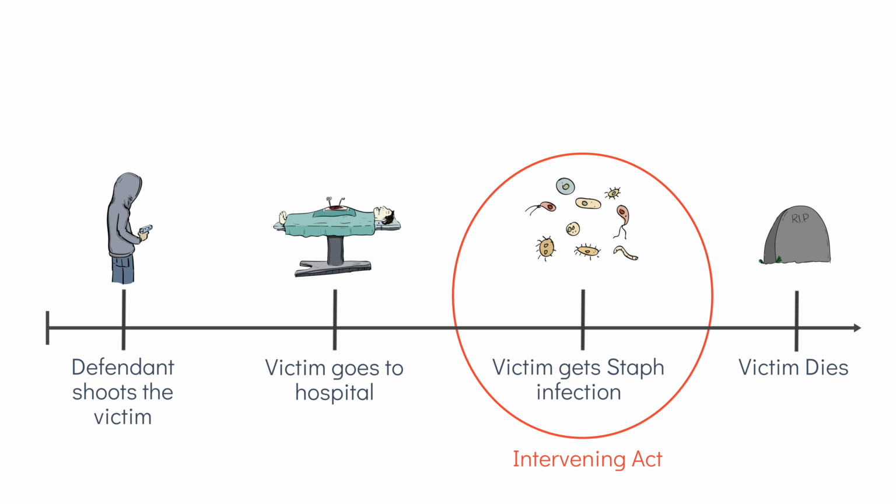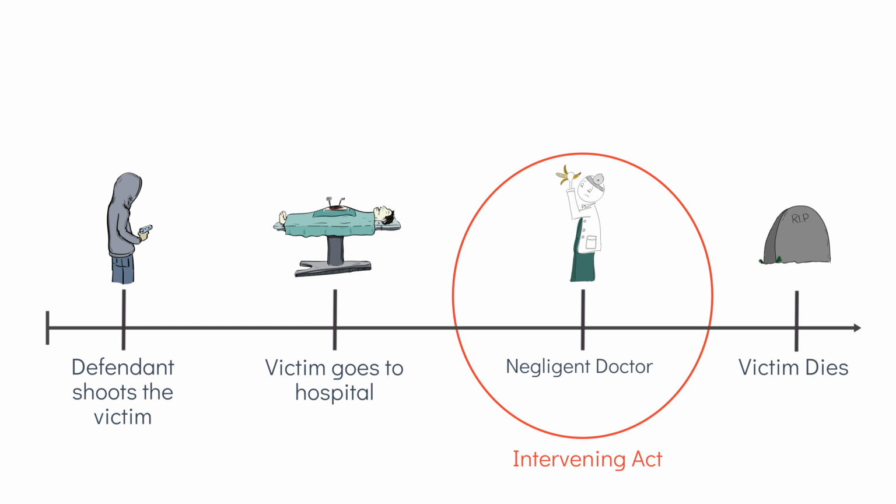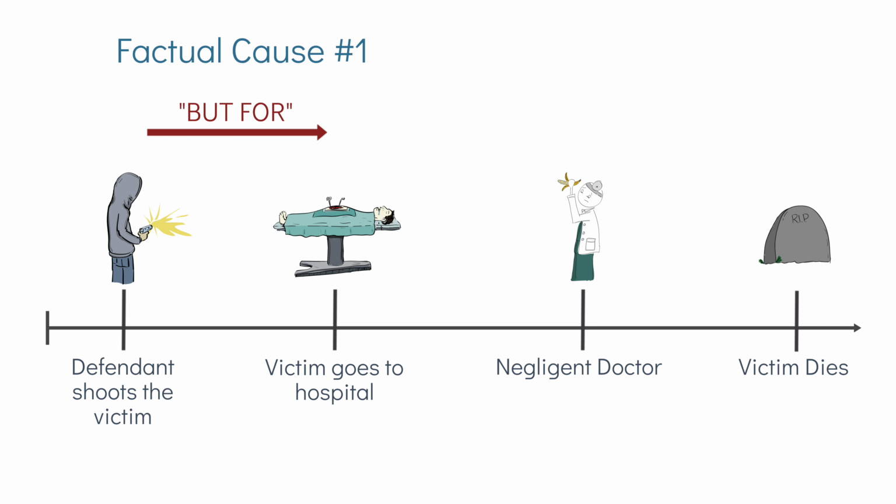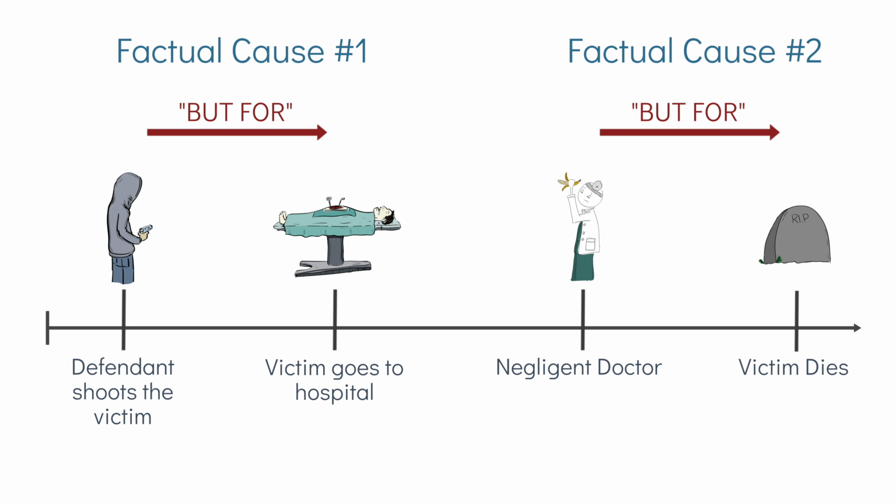Okay, same shooting, but now example number 2, let's swap out the intervening act. Instead of a staph infection, let's assume it's a negligent doctor. That's the intervening act. 2 factual causes. Defendant shooting the victim and our negligent doctor hastening the death. Which of the 2 causes should be responsible for victim's death? Defendant who shot him or negligent doctor?